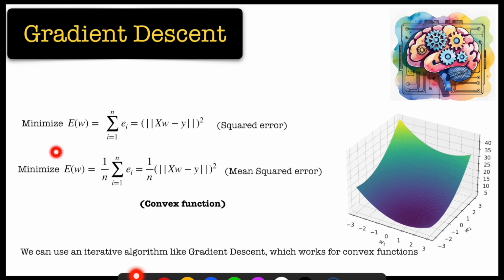So you see this objective function, the norm squared error or mean squared error. This is a squared function, and it is a convex function. In a two-dimensional case also, if you take a square function, it will look something like this, right, y equals x squared, let's say. So this is a convex function. For a convex function, we can use an iterative algorithm like gradient descent, which works for convex functions.